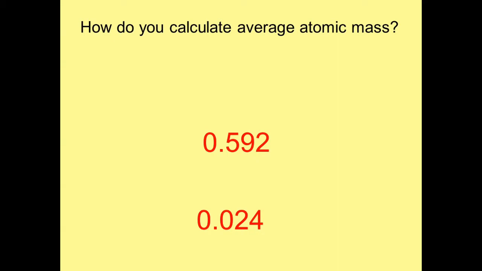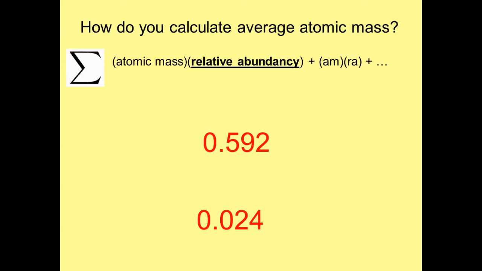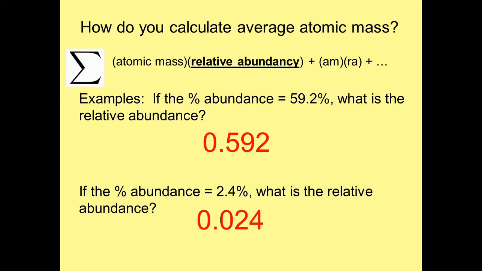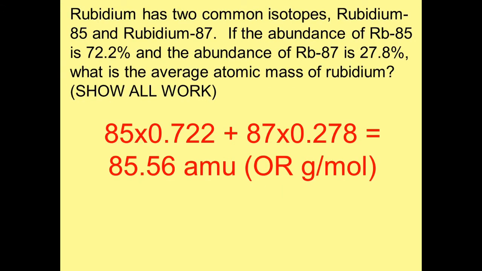How do you calculate the average atomic mass? Well, you take the mass times the frequency of that mass occurring, otherwise known as the relative abundance. These weren't supposed to pop up yet, but for example, if the percent abundance is 59.2, the relative abundance would just be moving the decimal 2 places back, 0.592. If the percent abundance were 2.4%, again move the decimal 2 back, 0.024. That's going to help us solve our problem.